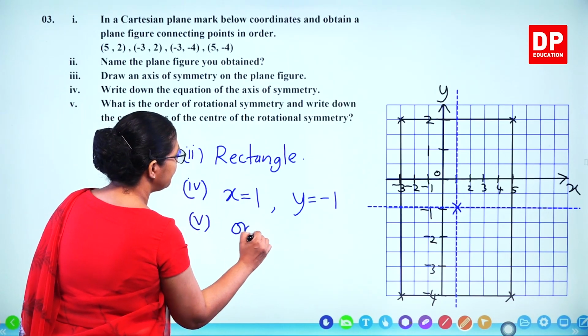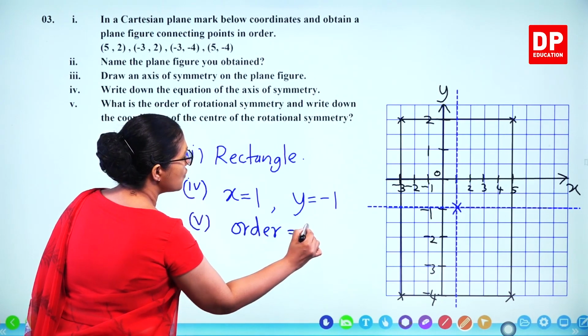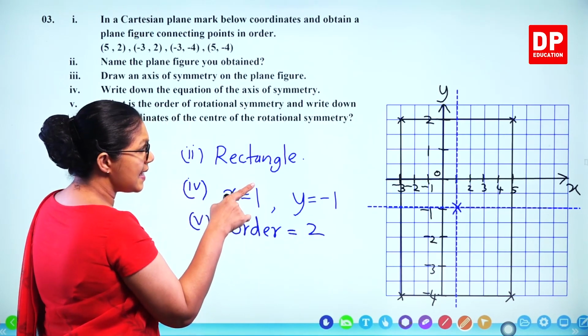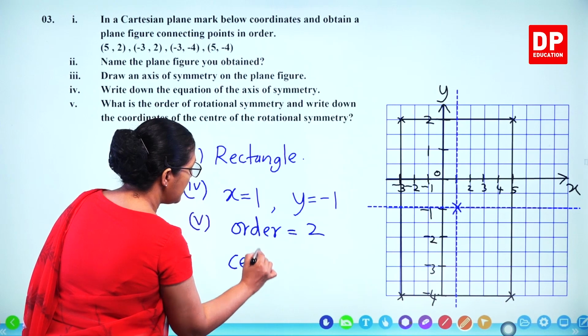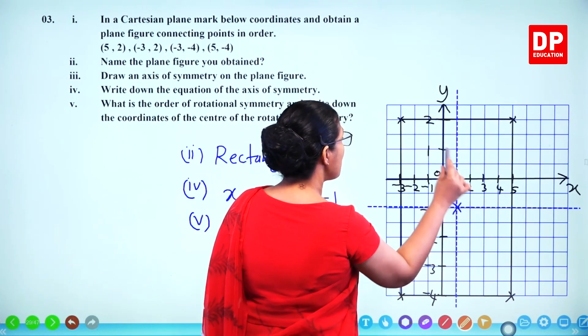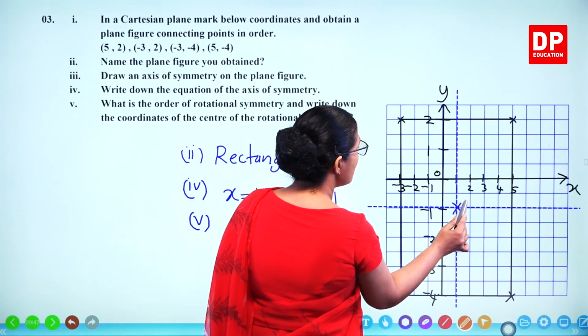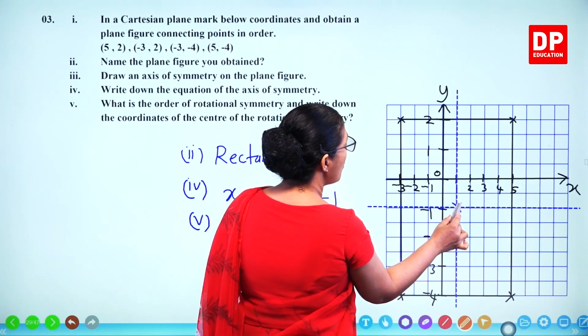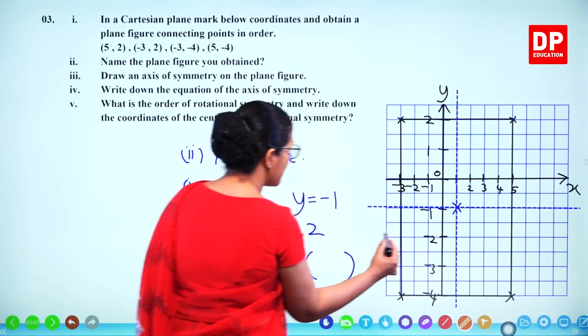So that's called the order of rotational symmetry. So order is 2. And what's the center? Center is the coordinates of these intersecting points of the two axes. So this is 1 and minus 1.